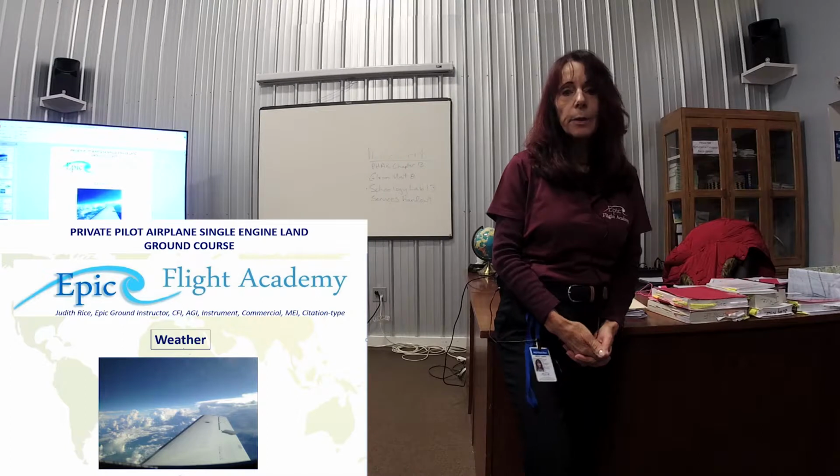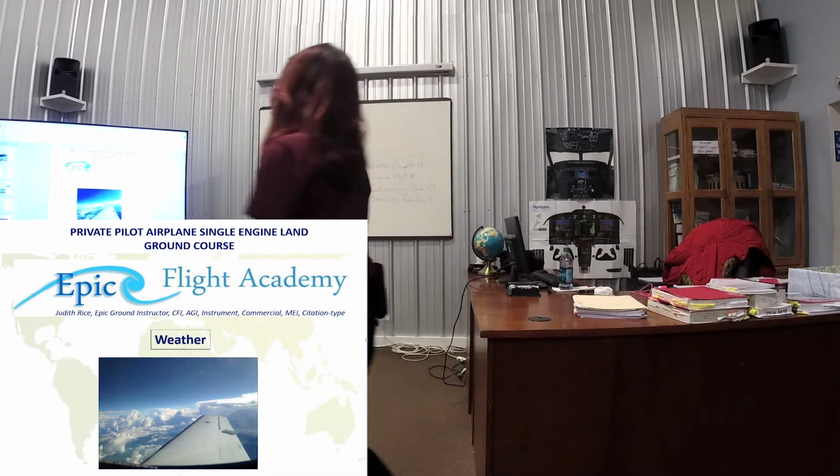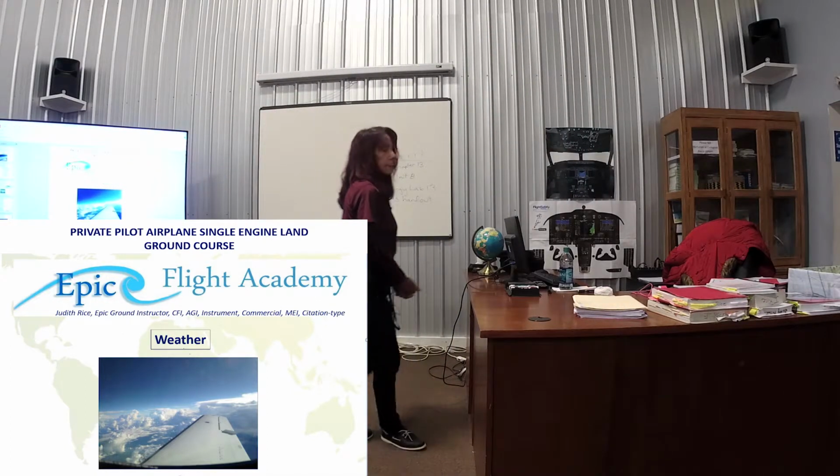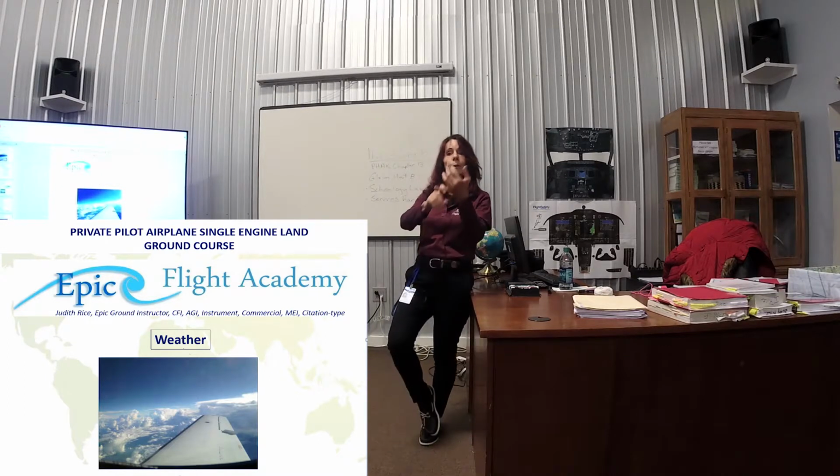What must you have for a thunderstorm to exist? Moisture. Instability. Lifting force. Good.